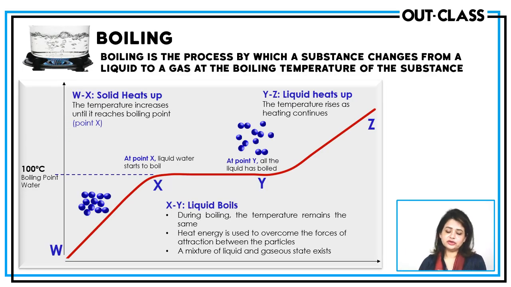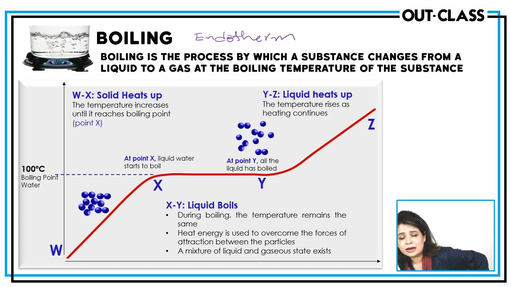Another change of state, boiling. Now boiling is again an endothermic process. Why? Because in order to boil a liquid into gas, you have to give energy. Energy is absorbed, heat energy. So it's an endothermic change, remember. So boiling is a process by which a liquid changes into gas state. And boiling point is the fixed temperature at which the whole of the liquid changes into gas state.